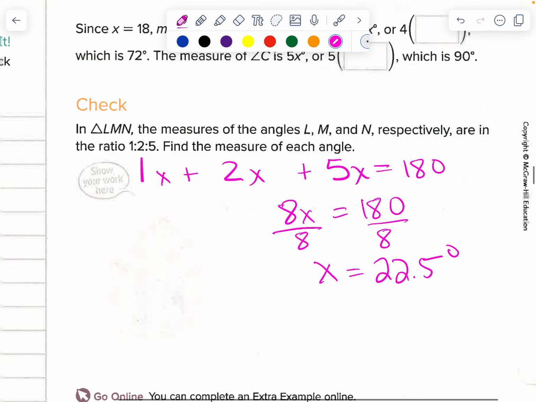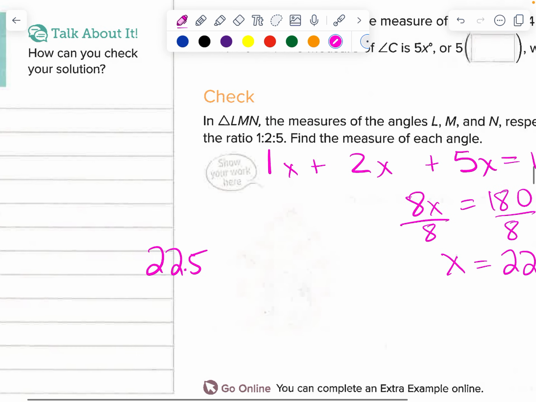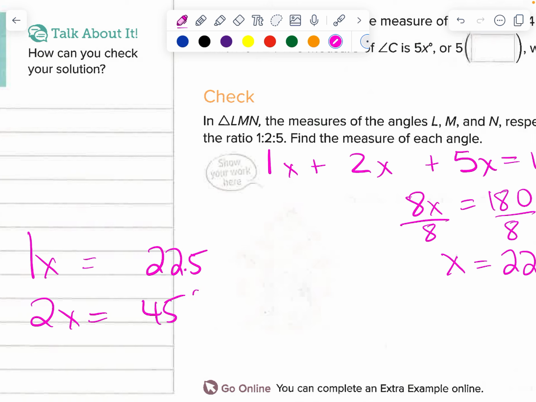So I have 22.5. I should say 1x equals that. 2x equals 45. And 5x equals 112.5 degrees.